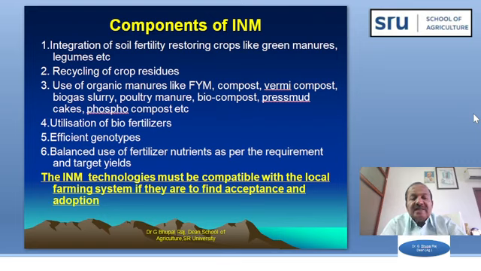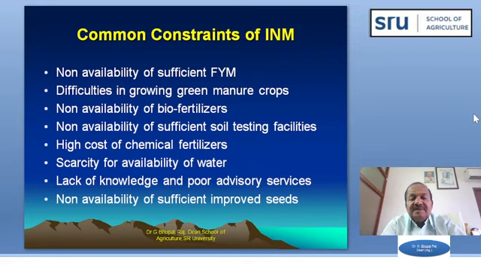What are the components? The integration of soil fertility restoring crops like green manures and legumes, and recycling of crop residues, use of organic manures like farmyard manure, compost, vermicompost, biogas slurry, poultry manure, biocompost, press mud, cakes, phosphocompost, etc., and utilization of biofertilizers, efficient genotypes, balanced use of fertilizer nutrients as per requirement, and targeted yields. So the INM technologies must be compatible with the local farming system if they are to find acceptance and adoption.